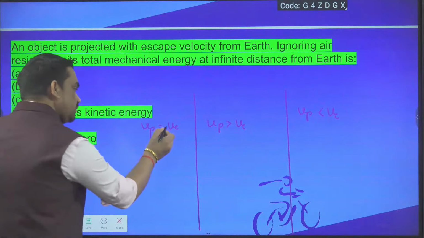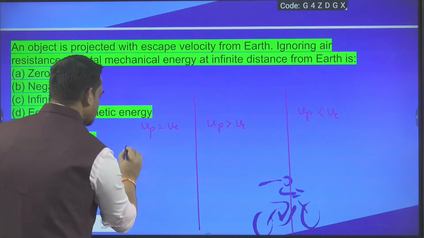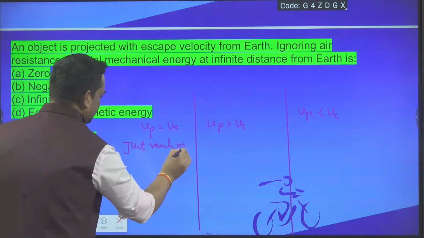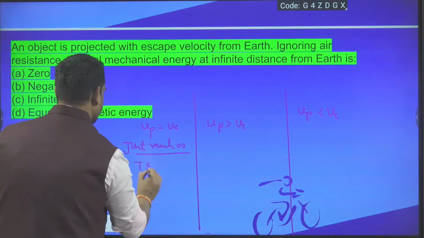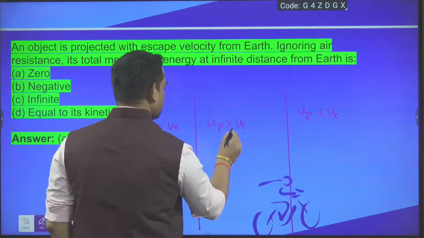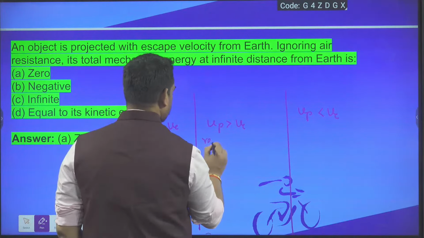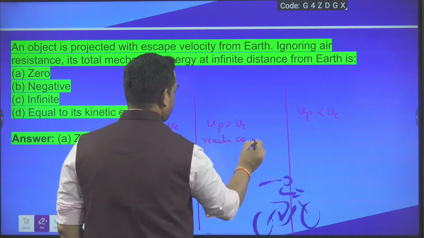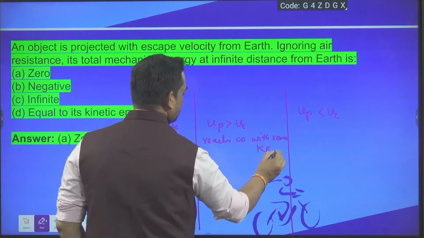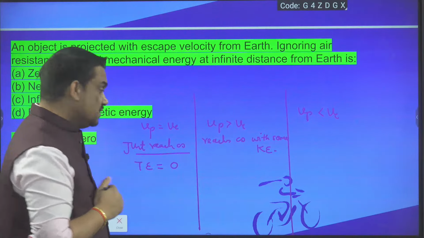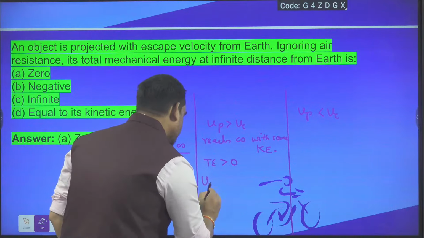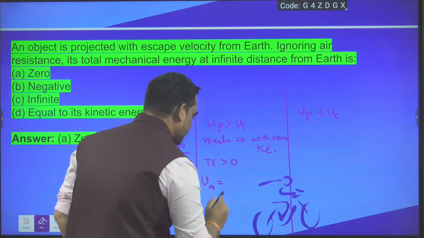These are 3 very important cases I'm writing here. When velocity of projection is equal to velocity of escape, in this case the object just reaches infinity, and then the total energy becomes 0. Okay, total energy will be 0. When Vp is more than VE, it reaches infinity with some kinetic energy still left. So in this case total energy is more than 0, means positive.